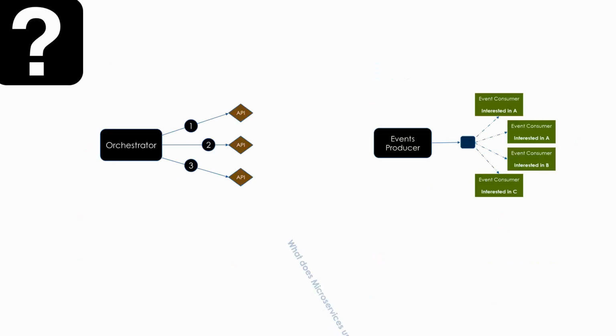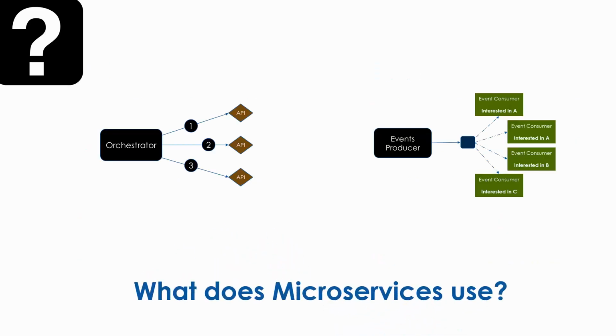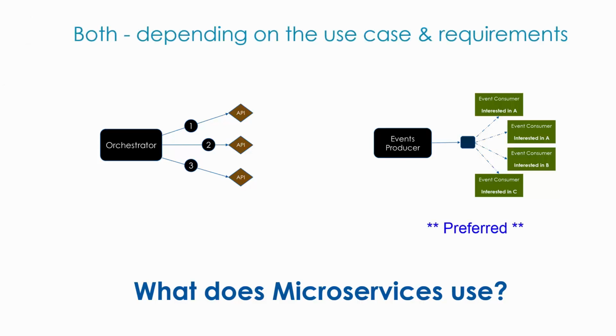Time for a quick quiz. Which architecture would you use for your microservices? The answer is that EDA is preferred for microservices, but you may use both APIs and events in your microservices. And the decision will depend on the use case and your requirements.